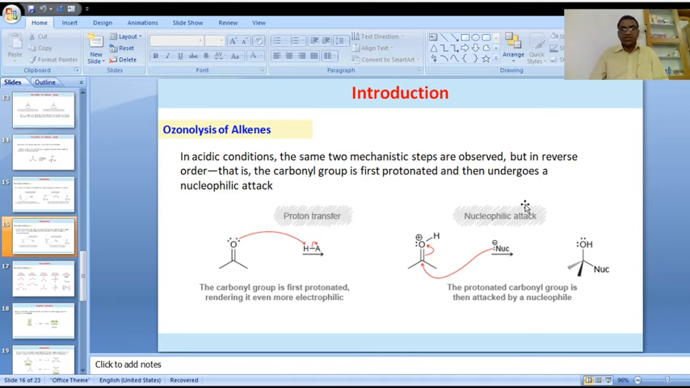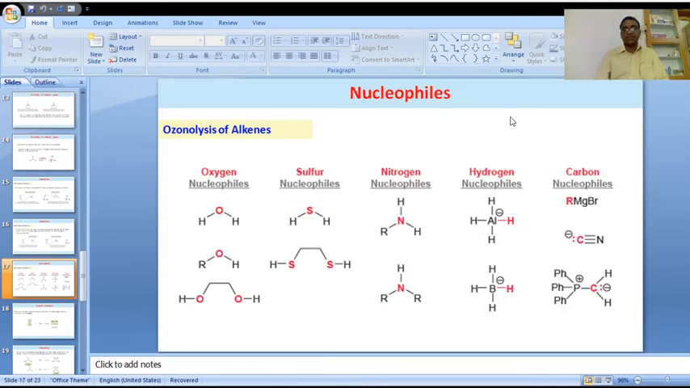But the process of the reaction is different in these two conditions. Is it clear, all of you? Okay. Very interesting. Now let us go to various types of nucleophiles, nucleophiles with different heteroatoms.